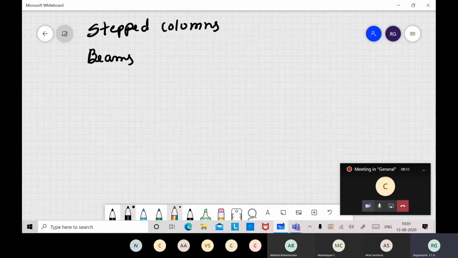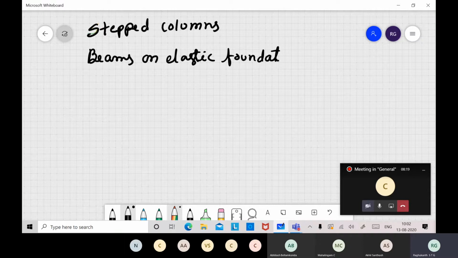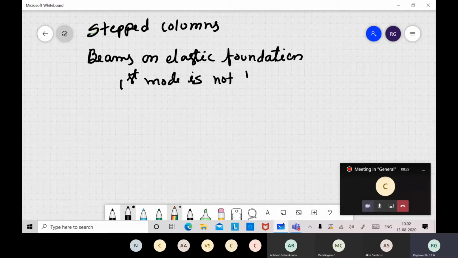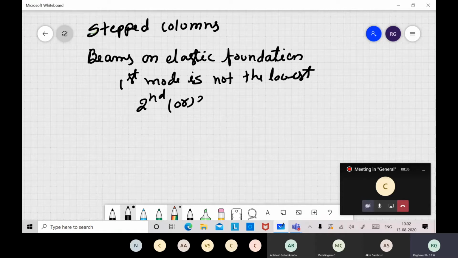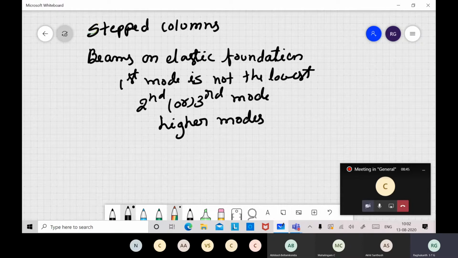Then we have also seen the beams on the elastic foundation. Here also the most important thing is that the first mode is not the lowest mode. Sometimes, depending upon the foundation stiffness, your second mode or third mode becomes very important. So your beam may buckle in higher modes, because the buckling load in the higher modes may be less than the first mode itself. So this is also a very important derivation.